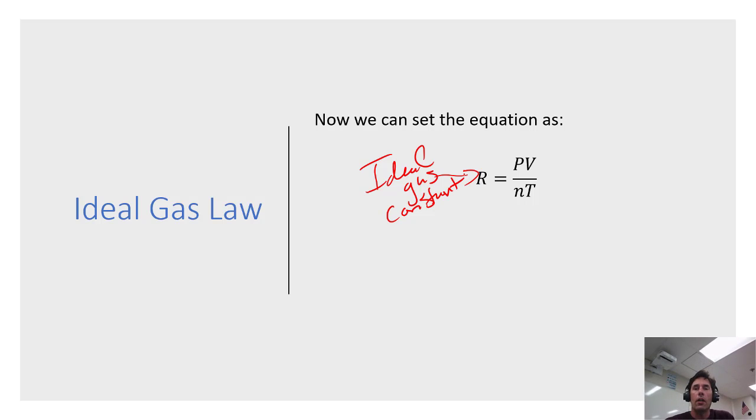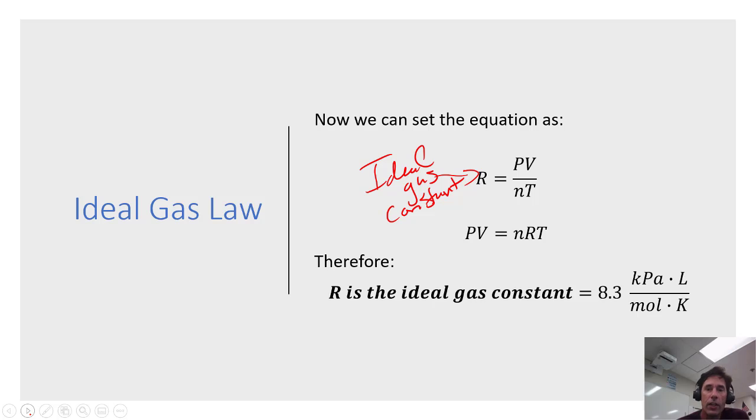Okay, and we end up with P times V over N times T, where P is pressure, V is volume, N is mole, and T is temperature. Temperature is always going to be in Kelvin. Okay, all right. So we manipulate this to call it PV equals nRT, or what I commonly refer to as PivNert. Not pervert, that's different. This is PivNert, ladies and gentlemen. And therefore the R, the ideal gas constant, is 8.3 kilopascals times liter over mole times Kelvin.